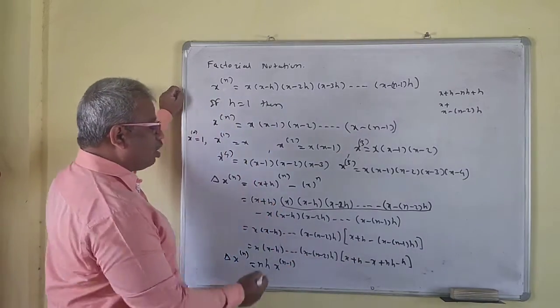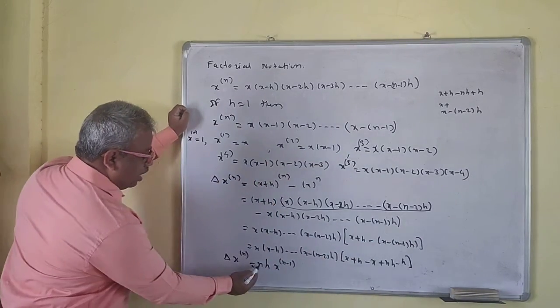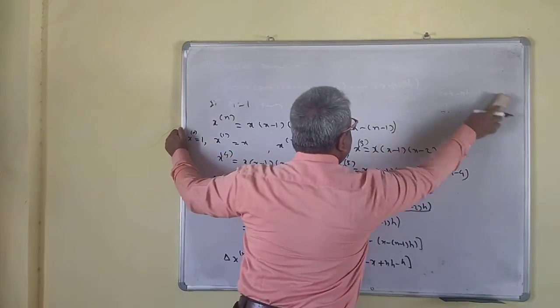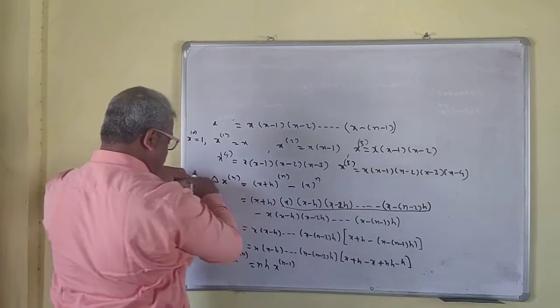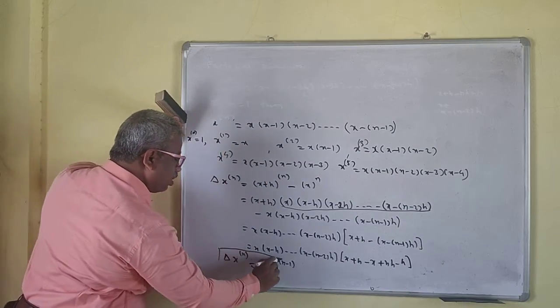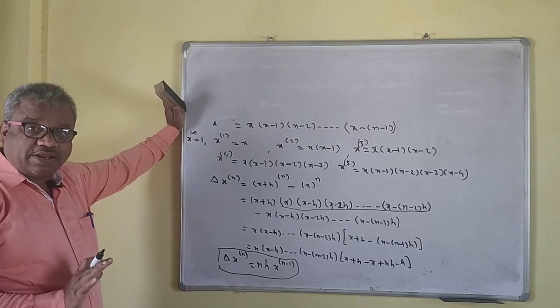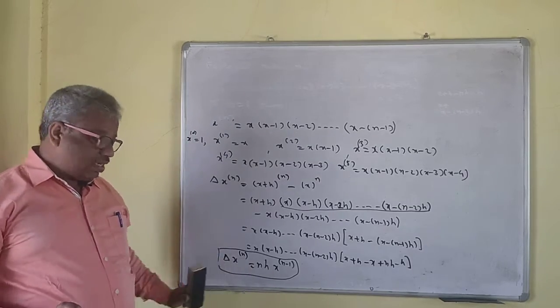Now after simplification, we get n h times x to the power n minus 1. This is the first forward difference on the factorial notation. We are just multiplying by h, just like a derivative.